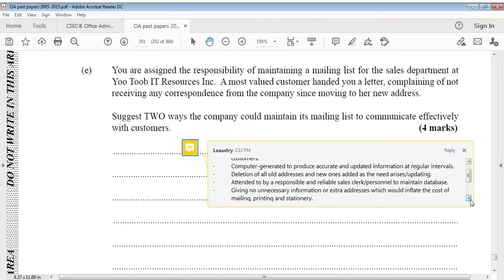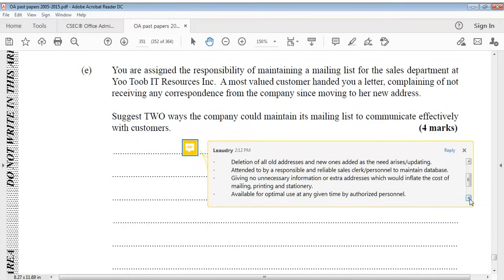4, attended to by a responsible and reliable sales clerk or personnel to maintain database. 5, giving no unnecessary information or extra addresses which could inflate the cost of mailing, printing, and stationery. So any two from this you could suggest, and then you could explain a little more in detail. In that way you'd be awarded your 4 marks. So you could explain any two in detail.